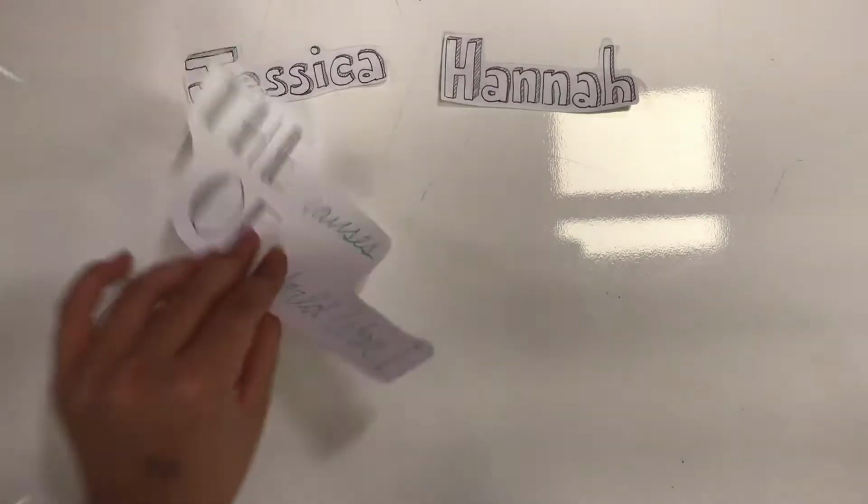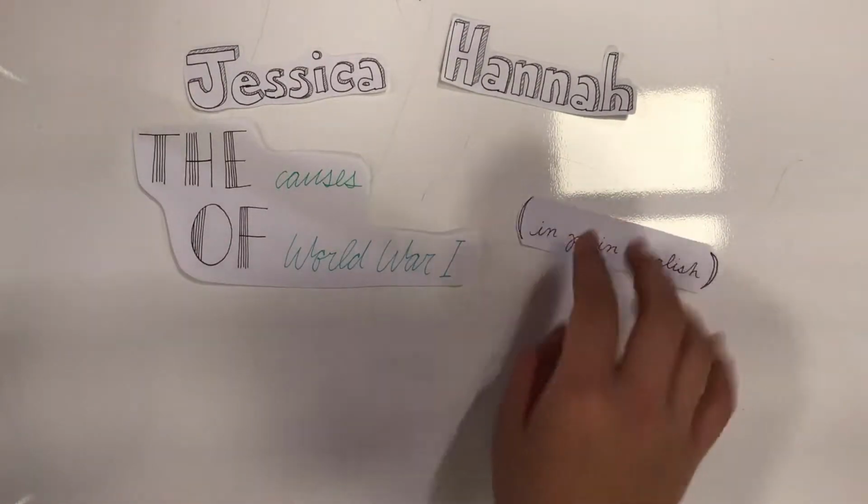I'm Hannah, and these are Jessica's hands, and today we're going to do the causes of World War I in plain English. So to begin, the Web of Alliances was formed in 1882.